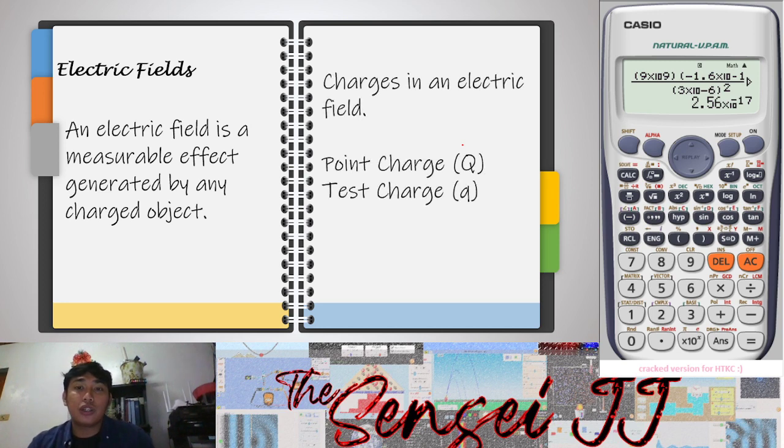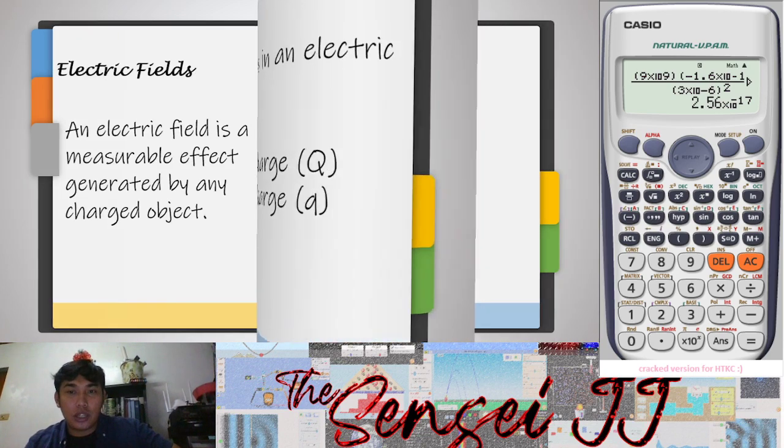So, we have charges in an electrical field. We have the point charge and we have the test charge. Test charge tends to be smaller in value in our electrical field. If you want to test if there is an electrical field, try to put a little bit of charge in there, and that is what we call a test charge. And on a certain point in our electrical field, that is what we call our point charge.